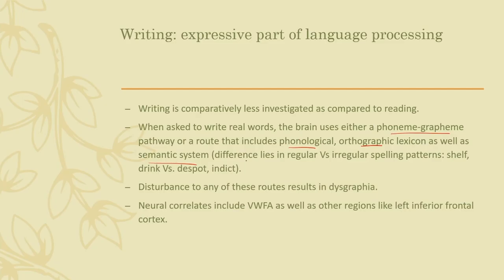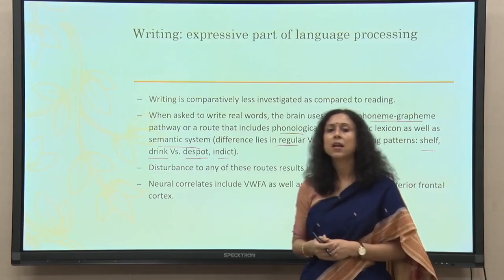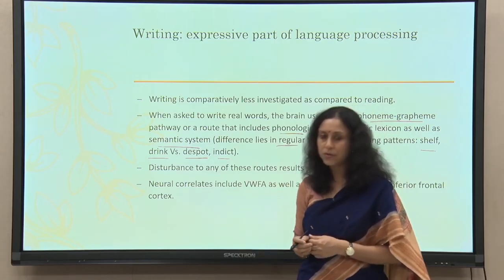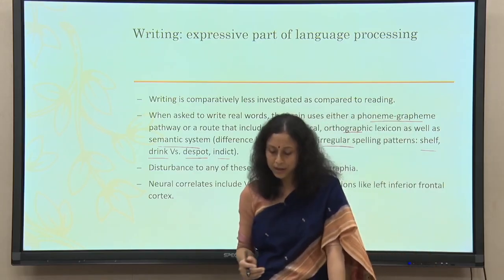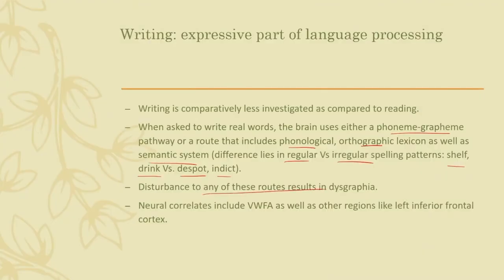Which pathway the writing process will take depends on whether the spelling pattern is regular or irregular. Regular is where you write as you speak, like shelf. But here we write DESPOT, where the T is silent, and so on. These are called irregular spelling patterns. Depending on the spelling pattern, the length of the word, its complexity and various other aspects, writing is processed slightly differently within the network. Disturbance to any of these routes will result in another kind of disorder, called dysgraphia.